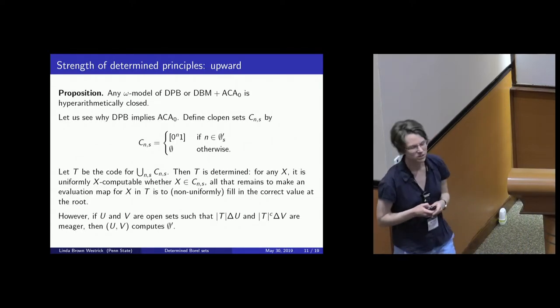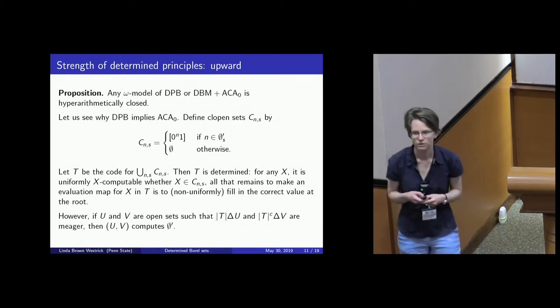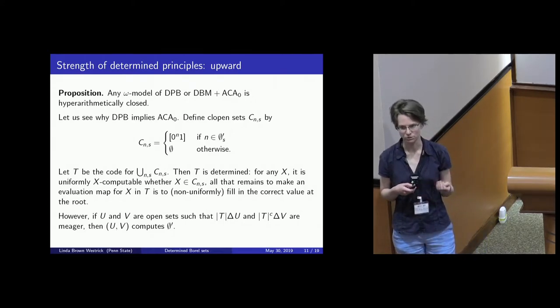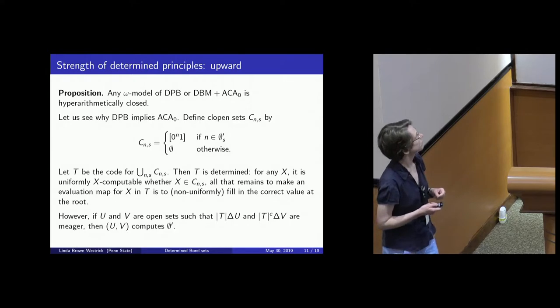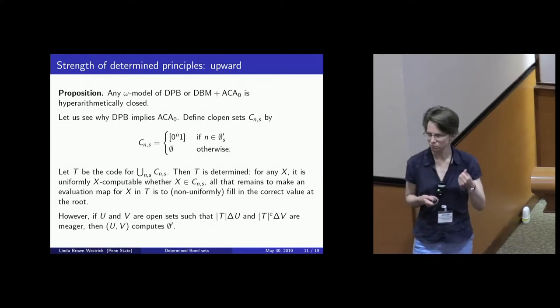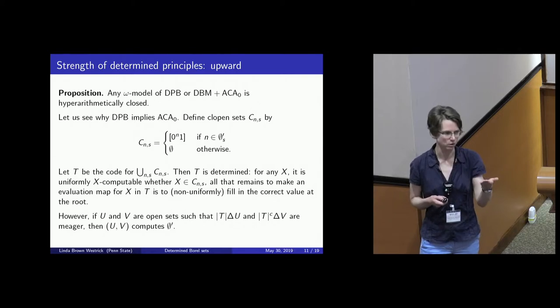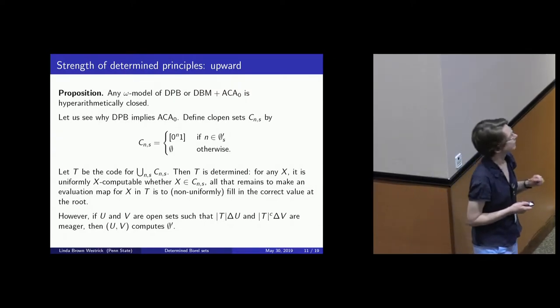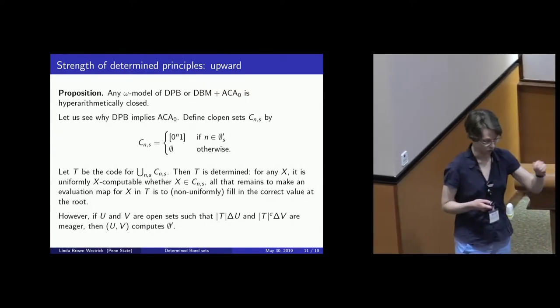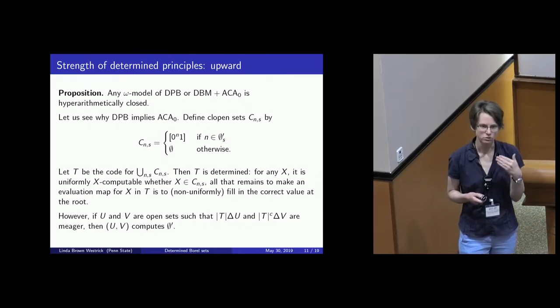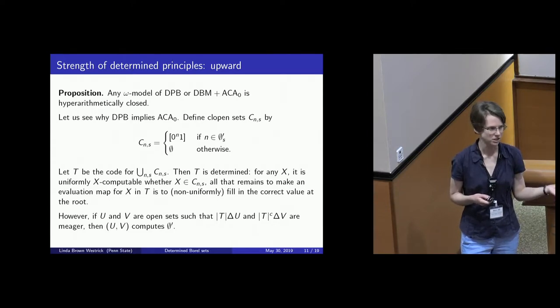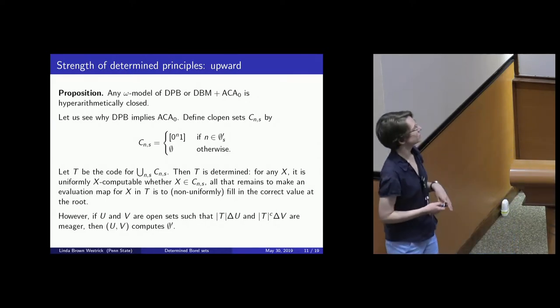All right, so let's start with the simplest one. I claimed that any time you have an omega model of these principles, then it is always hyperarithmetically closed. This follows from a slightly stronger statement. Actually, both of these principles imply a principle known as L omega 1 omega CA, for those who know what that is. But the proof of that, as well as the proof of being closed under hyperarithmetic reduction, is very similar in character to the proof that the determined property of Baire implies ACA. So I'm just going to show you that the determined property of Baire implies ACA, and you'll get most of the picture.